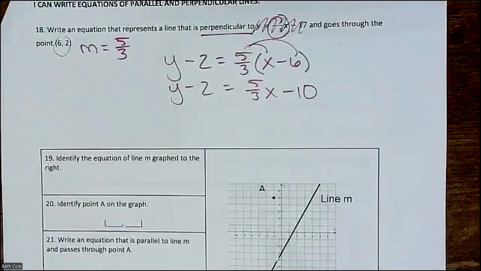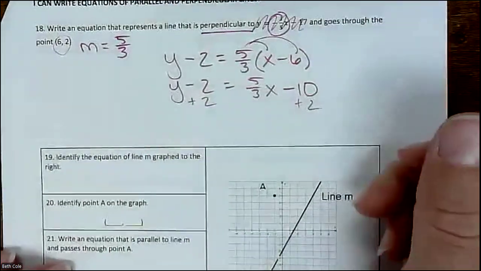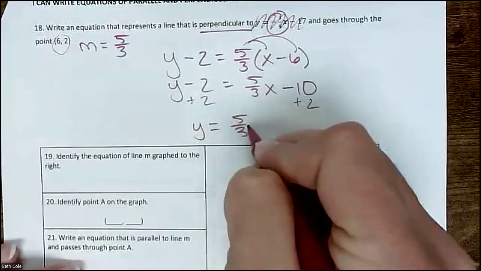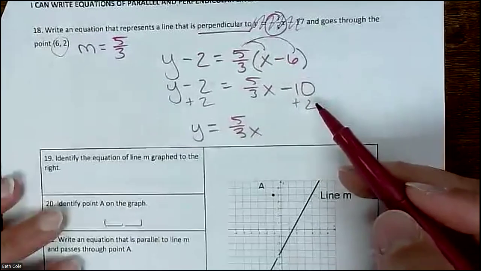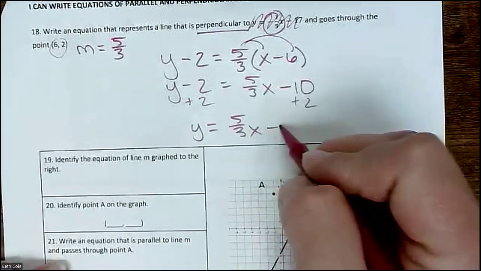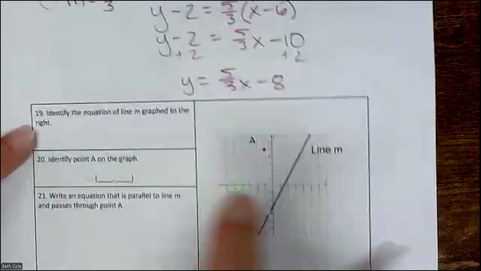And then what's your last step there? Add 2, plus 2. I don't care if you say plus 2 or add 2. I know what you mean. We're communicating. All right, so your final answer is y equals 5/3 x. Now, if you don't know this, you could put it in the calculator, but I'm going to throw it out there. Do you know what -10 plus 2 is? -8. Good. Nice job, guys. Perfect. Lovely.